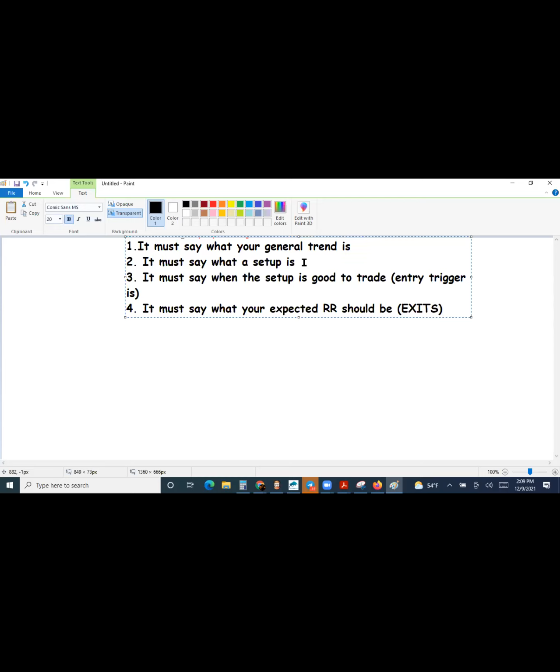When there is a setup, it must state it. It must also state the time frame upon which this setup is happening. It must also tell you the time frame upon which your trigger must happen. It must state it. You can't leave it to chance. You have to be specific.